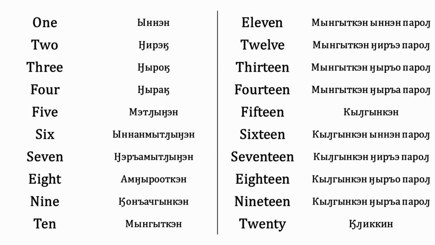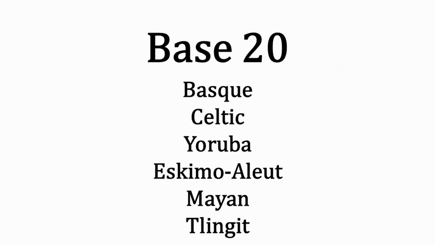Perhaps the second most common is vigesimal, or base 20, which we've mentioned. This often occurs in a mixed system, but also occurs pure. We see this system in Basque and Celtic in Europe, Yoruba in Africa, and many languages of the Americas, particularly the Eskimo-Aleut and Mayan families.